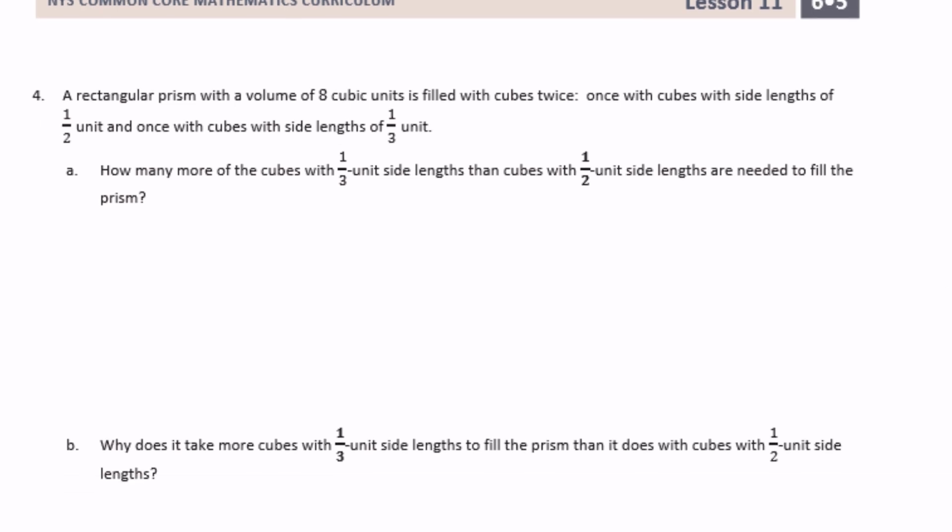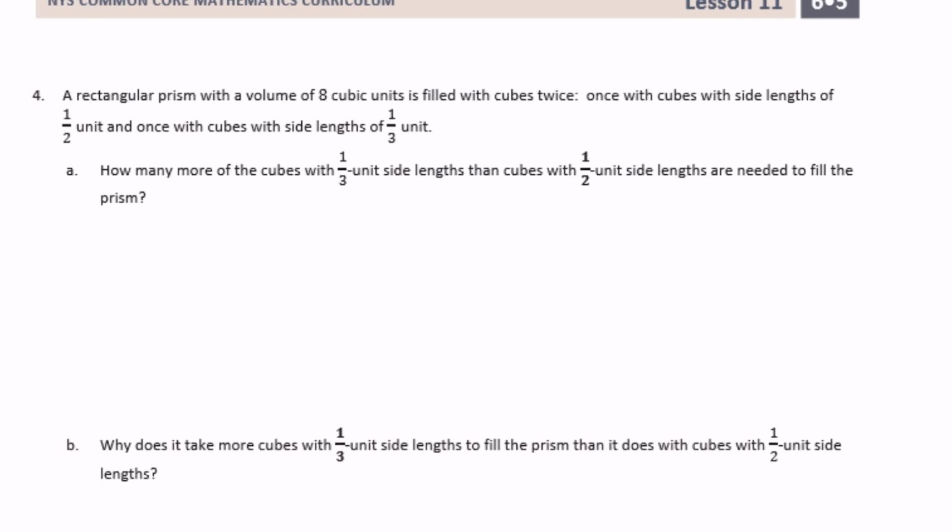Number 4. A rectangular prism with a volume of 8 cubic units is filled with cubes twice. Once with cubes with the side lengths of a half unit, and once with cubes with side lengths of a third unit. A. How many more of the cubes with third unit side lengths than cubes with half unit side lengths are needed to fill the prism?